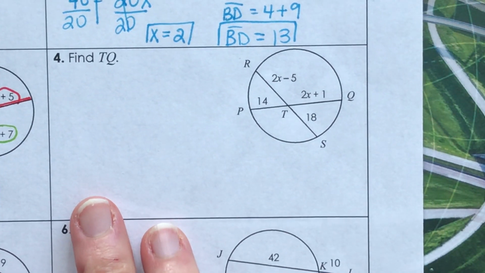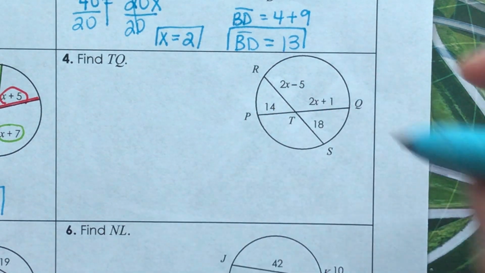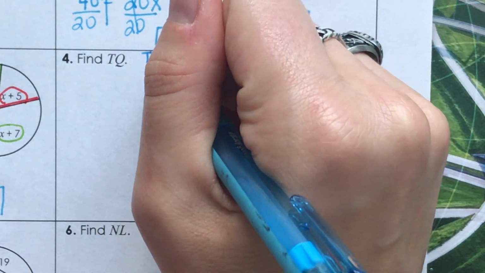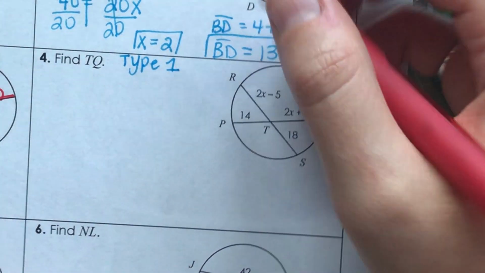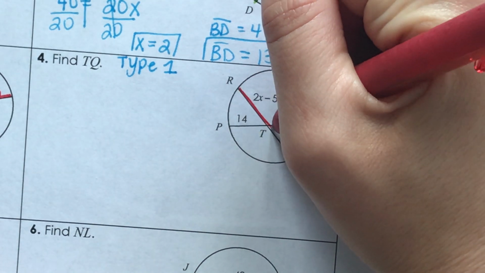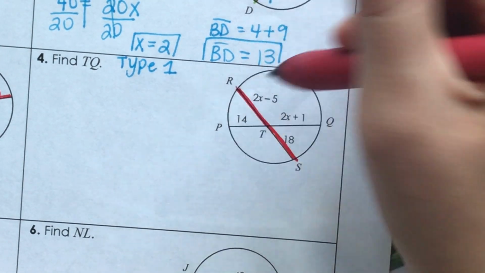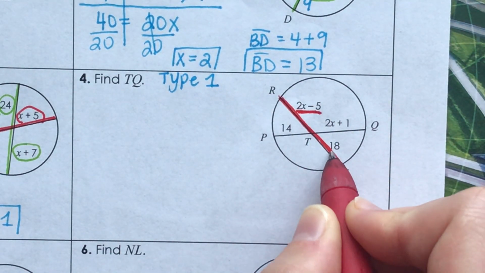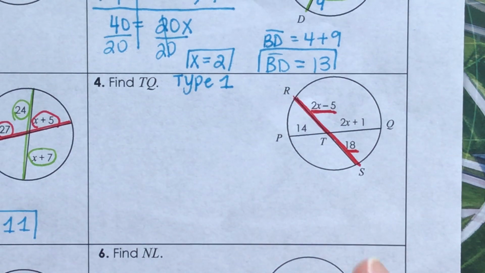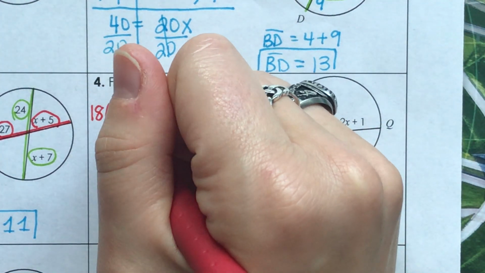Number 4, find TQ. Again, I see that these are all inside the circle, so again, this is a type 1 problem. So I'm going to set it up exactly the same way I did before. Okay, so again, it doesn't matter which one you choose to do first. I'm going to pick this first chord, RS. So the numbers that match up with RS would be 2x minus 5 and 18. So I'm going to multiply them together. So it's 18 times 2x minus 5.